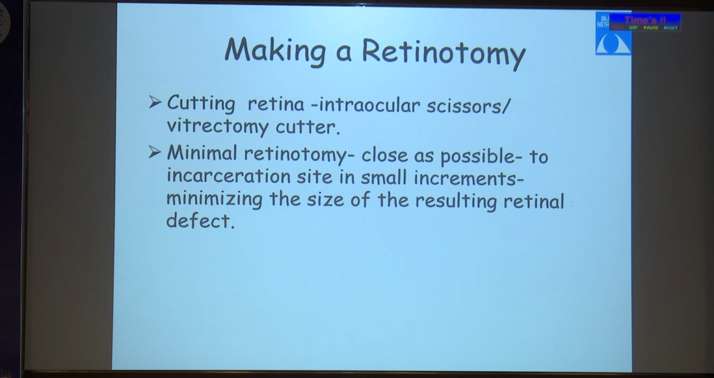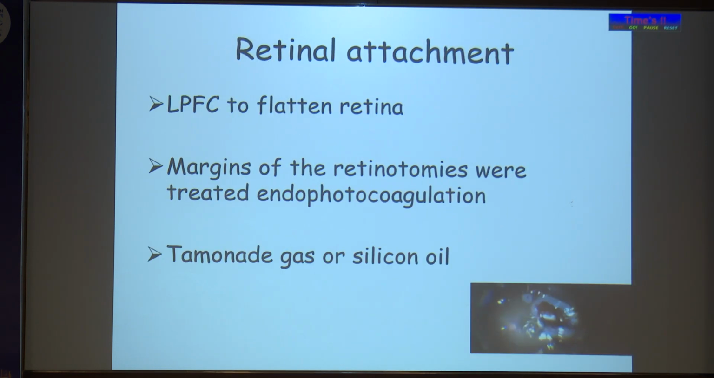So this is where it would vary from when you are performing an RR in a PVR case, in a rhegmatogenous retinal detachment, that's going to be different. We are all taught large is better, but here small is better. Now what and how do you proceed? You attach the retina, whether you use LPFC or you use your gas tamponade, the air tamponade, and then the margins of the retinotomies are treated, then you use a tamponade gas or oil.